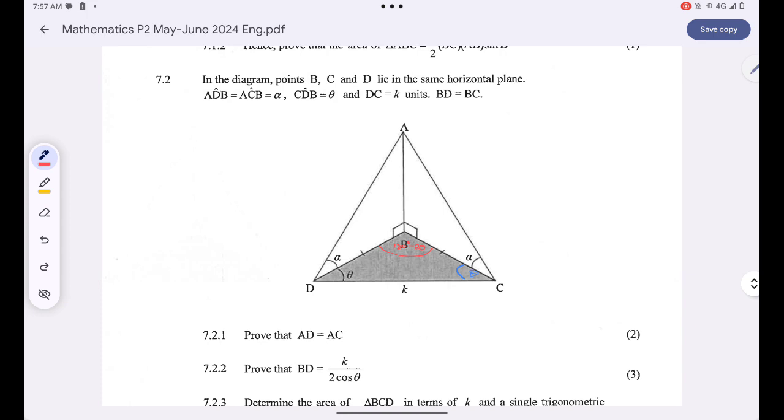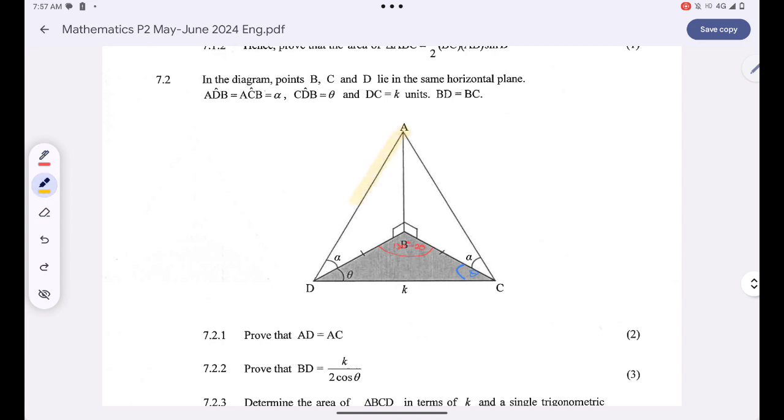Firstly, they want me to prove that AD and AC are equal. There are many ways to show that. I can use trig ratios, or I can use congruency. I can just prove that the two triangles are congruent, but congruency will take a while. Let's just use trig ratios.